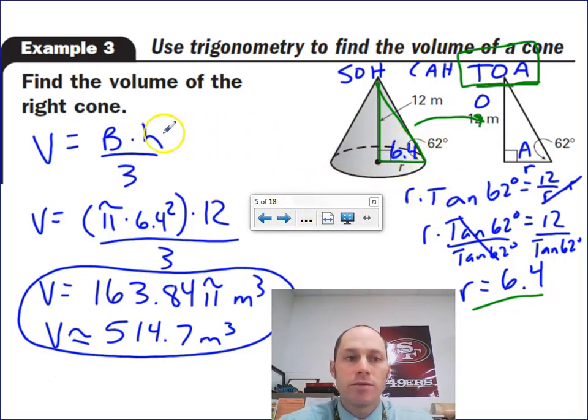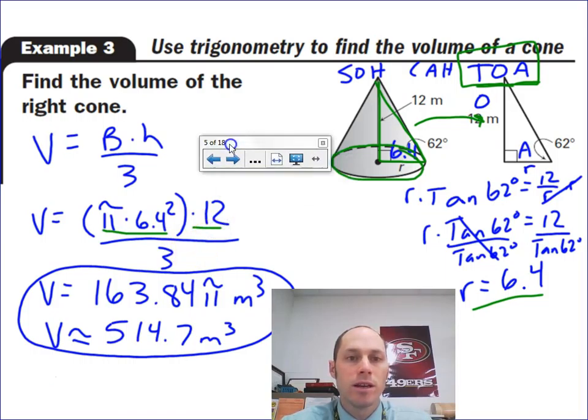So then I use that to find the volume of the cone: area of the base times the height divided by 3. The base shape is a circle, so that's pi r squared times the height, divided by 3. Simplify it: 163.84 times pi, which is approximately 514.7 meters cubed.